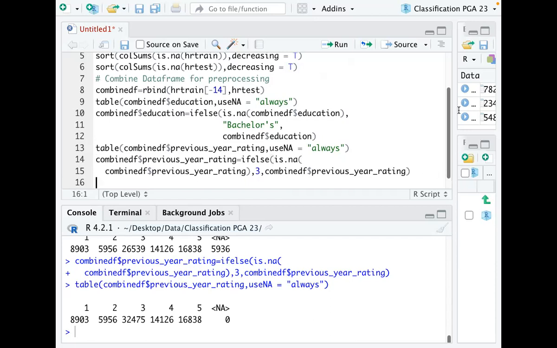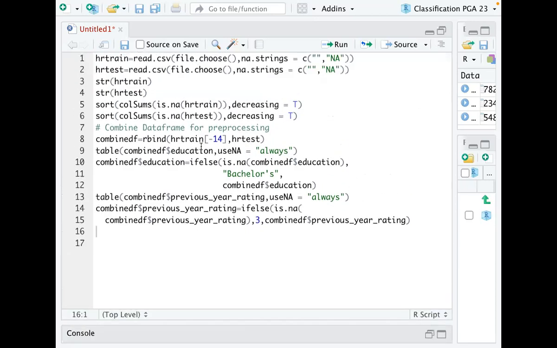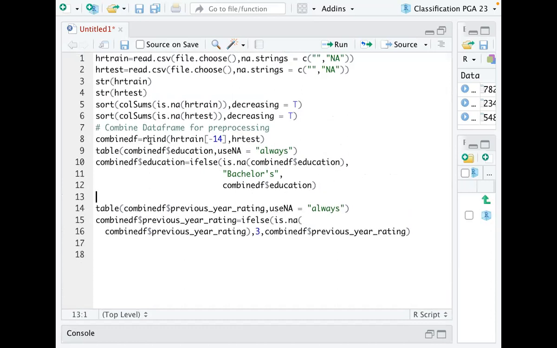Okay. So missing value treatment we have done where we combined the data frame and we found out. So first we have treated the missing values in the education, and then we have treated the missing values in previous year rating. So using the ifelse statement where we gave a logical test, if the value is true, the replacement, and then otherwise retain the same value. So this is how we do the missing value imputations.